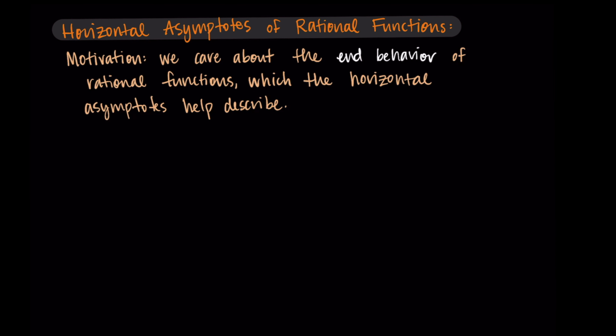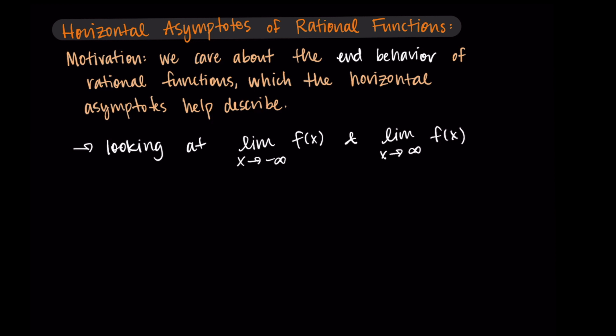So our motivation here is that we want to be able to describe the end behavior of rational functions, and the horizontal asymptotes help us to do that. So the idea is that we're going to look at the left-hand side and the right-hand side of the graph, which we represent as the limit as x approaches negative infinity of our function, and the limit as x approaches positive infinity of the function. So x going to negative infinity is the left-hand side, and x going to positive infinity is the right-hand side.